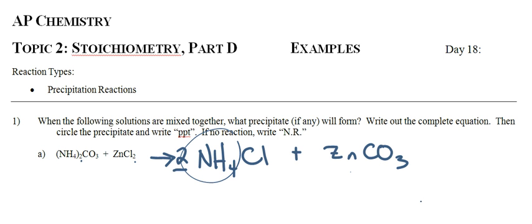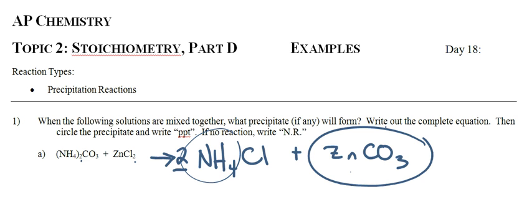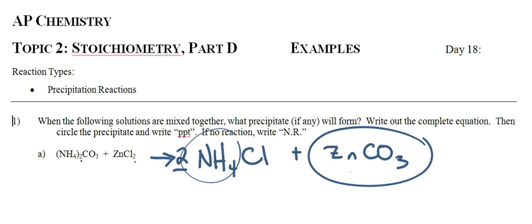So, is zinc a group 1A metal? Okay. Is it a group 1A? No, it is not. It's actually a transition metal, which is over here. So, what that means is we have our precipitate. So, what we want to do is we want to circle it. Can I undo that? Yeah. What we want to do is we want to circle it, circle the precipitate. And I don't know if you did this in general chem or not, and it's okay if you didn't because you'll learn it here.